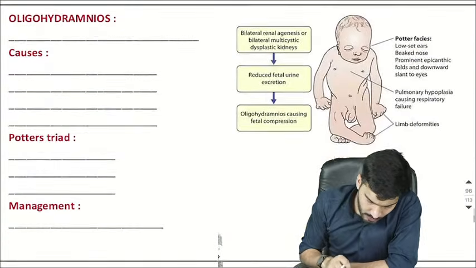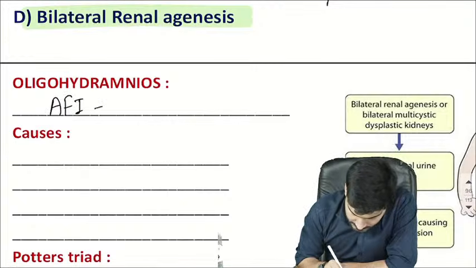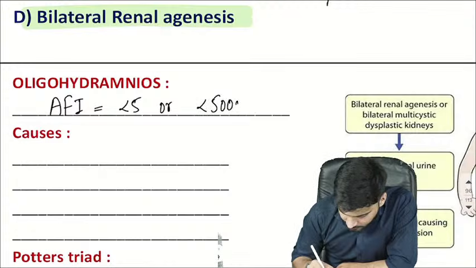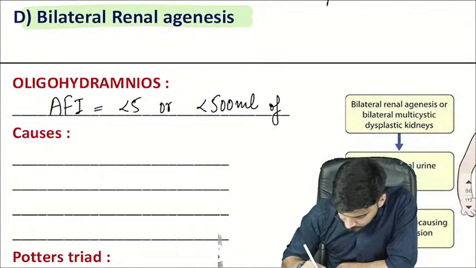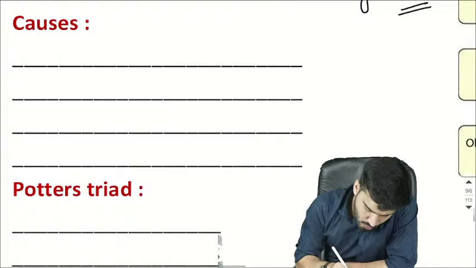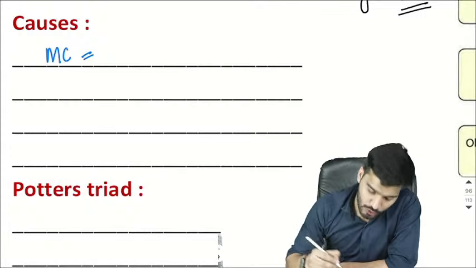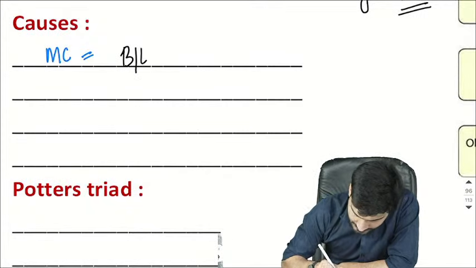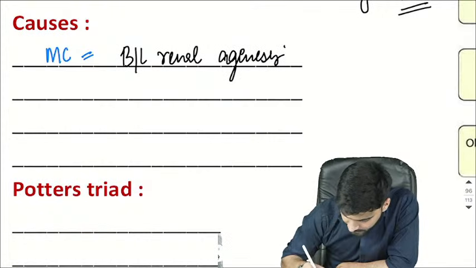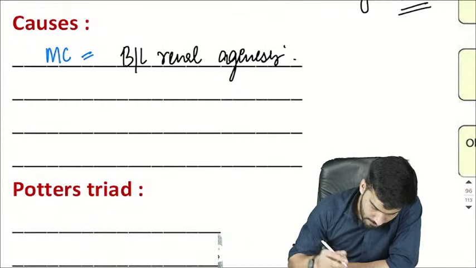Now, what is oligohydramnios? It is AFI, amniotic fluid index, less than 5 or less than 500 ml of amniotic fluid. Clear? Now, what will be the causes? The most common cause usually is idiopathic, but the most common cause for the severe oligohydramnios is going to be bilateral renal agenesis. So when something is wrong with the kidneys, it will decrease the amniotic fluid. What will be the other causes?